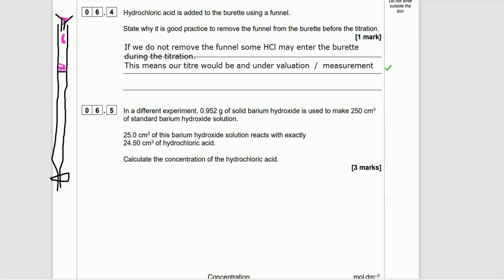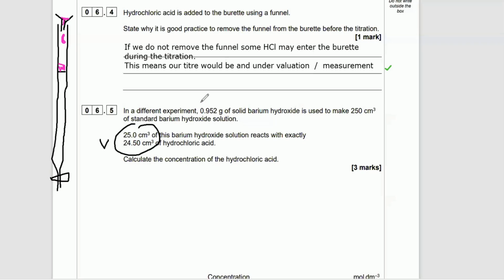Now that'll get you 1 mark. So let's move on to 6.5. In a different experiment, 0.952 grams of solid barium hydroxide is used to make 250 centimeter cubed of standard barium hydroxide solution. 20 centimeter cubed of this barium hydroxide solution reacts exactly with 24.50 centimeter cubed of hydrochloric acid. Calculate the concentration of the hydrochloric acid.